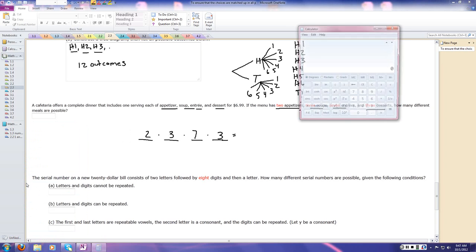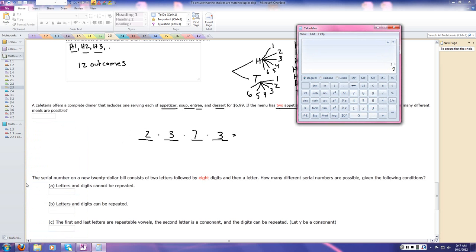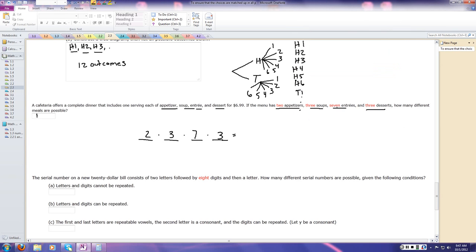So if I do that, I have 2 times 3 times 7 times 3. So it's 126 different meal combinations. You always see like Subway or Sonic's a big one with their drinks. They write down all the different combinations of drinks you could get, and that's how they do it. How many choices do you have for different combinations? Multiply them together, and that's your total possible combinations.